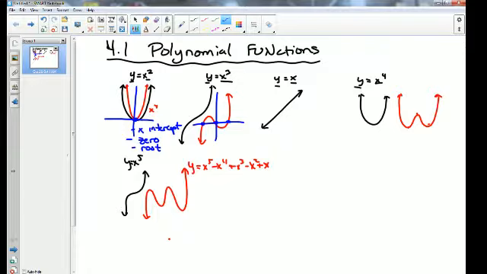What is the degree of each of these polynomials? 2, 3, 1. Degree is 2, 3, 1. That's 1. Okay, what about that one? Yeah, this is degree 5 because it's the highest exponent. Okay.